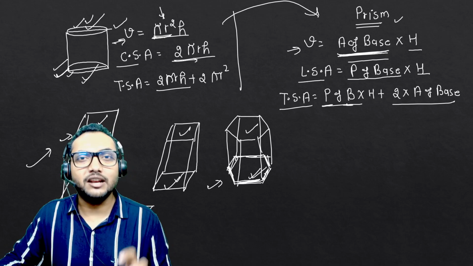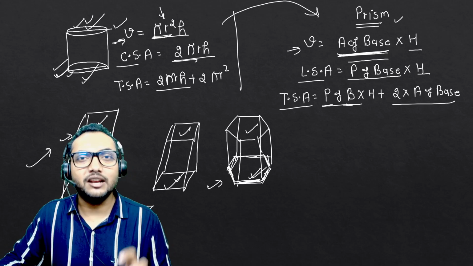Let me clear one thing. If I'm talking about any prism, right? Let us suppose this is a prism, and this is also a prism. Okay, they are not looking like a prism, but let us suppose they are the prism. Now, if I'm saying that their volumes are same, so what is the formula to find out the volume of a prism? So that is actually area of base multiplied by height. And for this prism also, we will use the same formula, area of base multiplied by height.